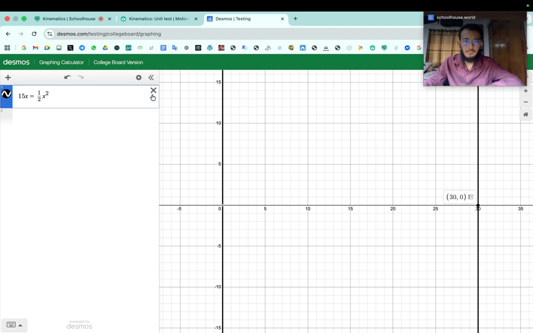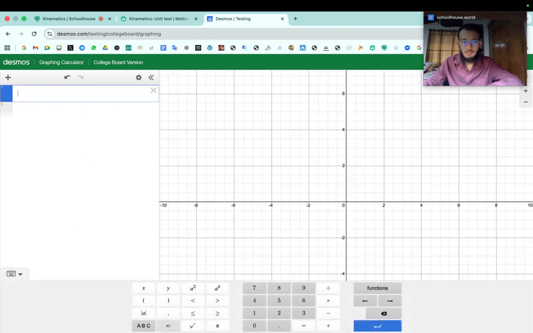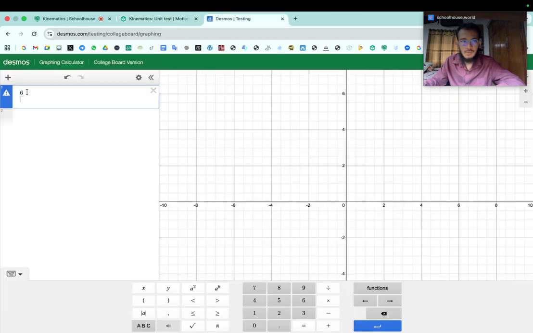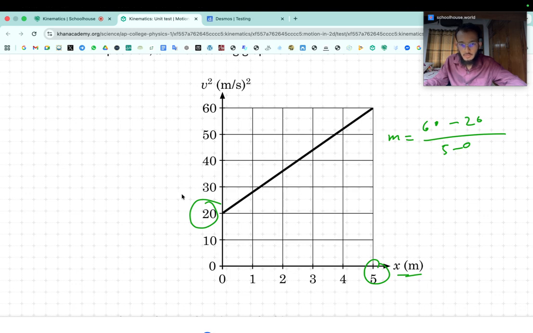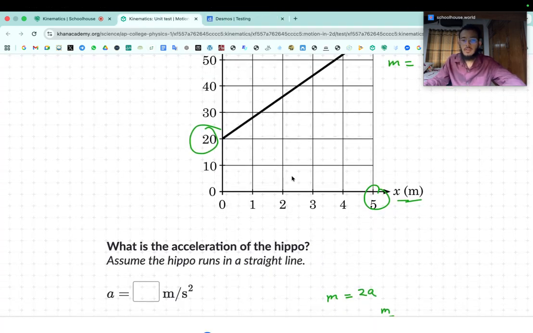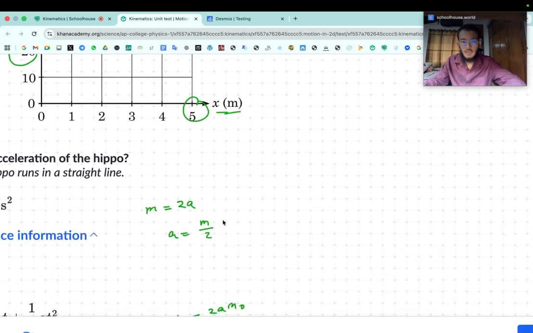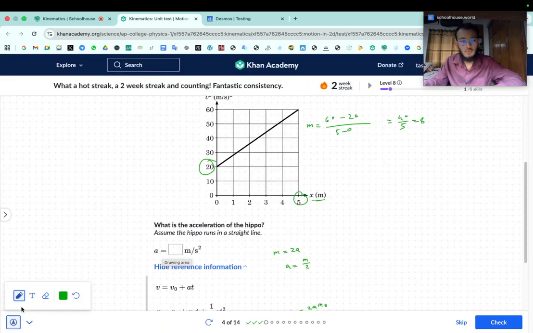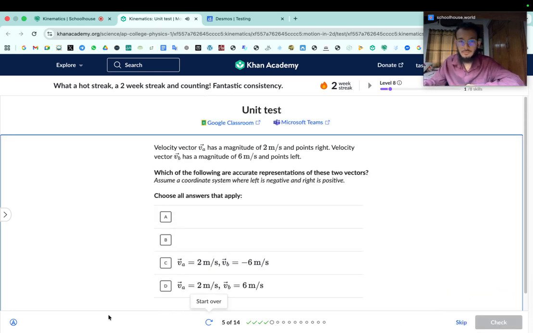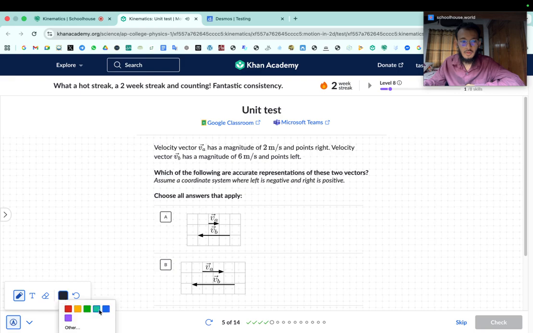Let's take it out. So we have 60 minus 20, and that is over 5. So that is 8. Yep. So m is 8 and acceleration is 8 by 2, which is 4. So our answer should be 4. There we go. Okay.